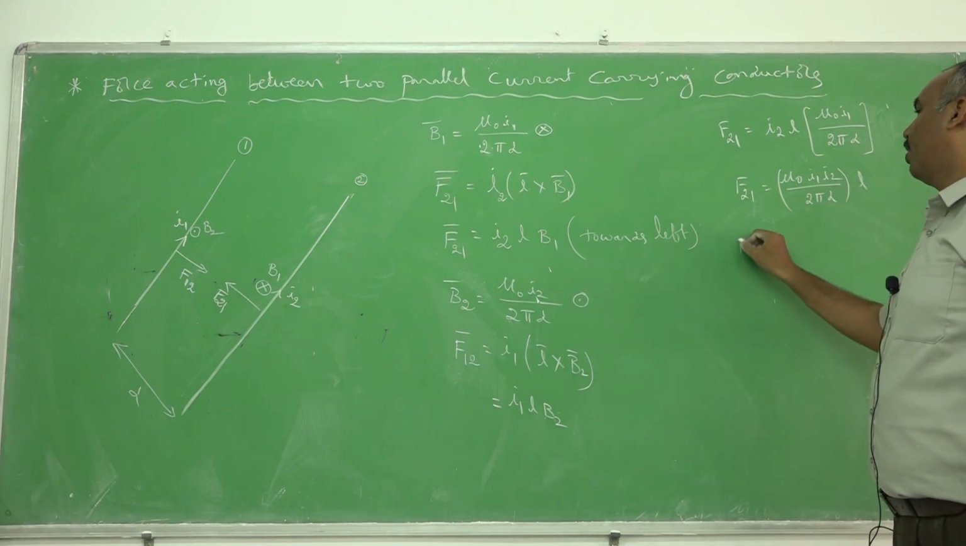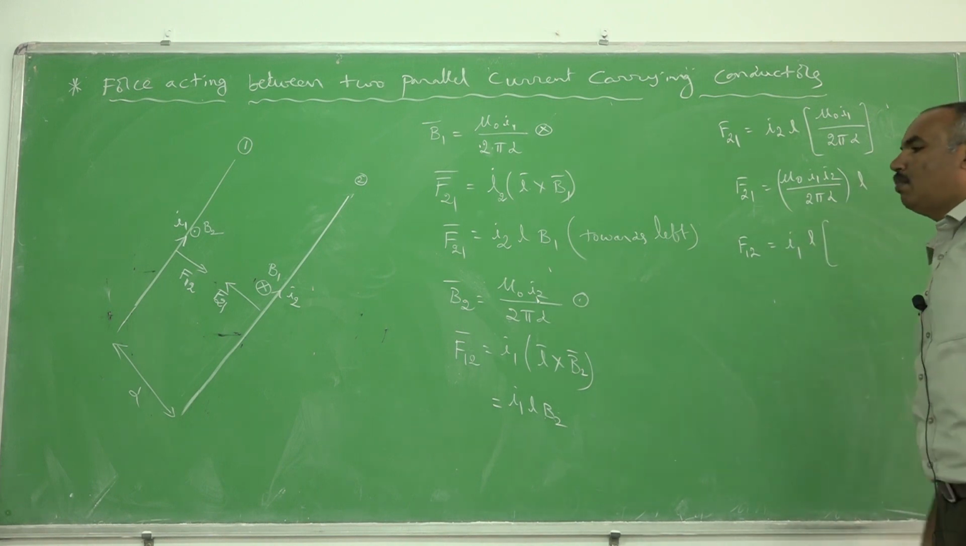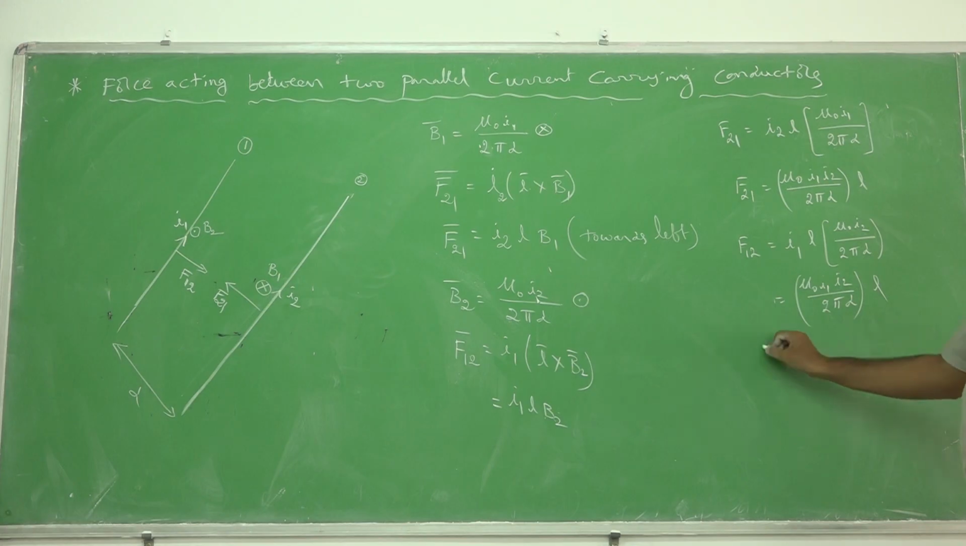Similarly, F12 is given by I1 L B2. In the place of B2, I can write mu naught I2 by 2 pi d. So it is mu naught I1 I2 by 2 pi d into L. Clearly, F21 is equal to F12. Magnitude wise both are equal.